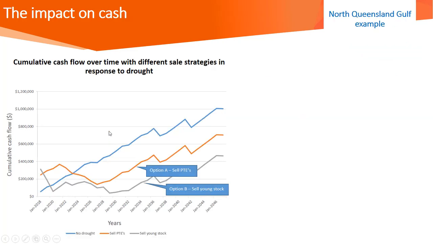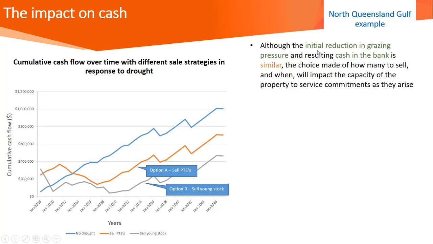Let's have a look at the impact on cash flow and review what we found before. We've got our cumulative cash flow budget over years, and here is our sales strategy in the drought. We end up with basically the same cash in bank from the initial reduction in grazing pressure.